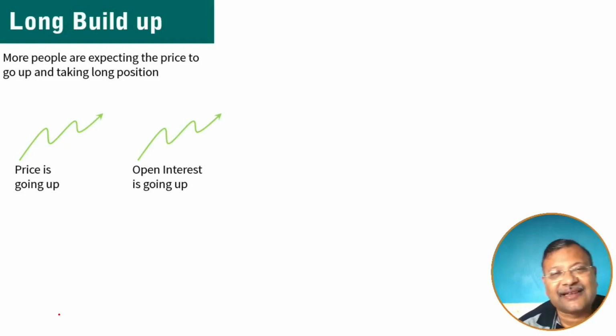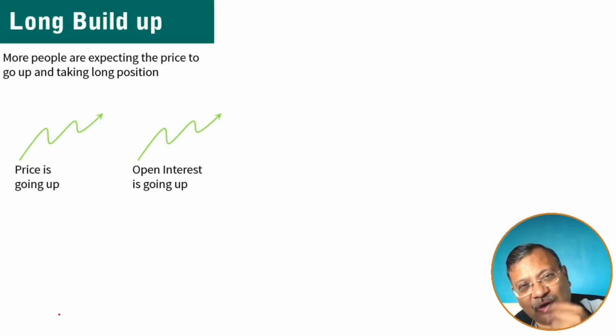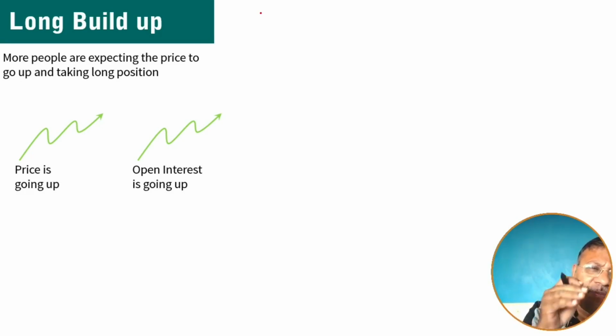Let us discuss what we mean by long build-up, long unwinding, short build-up, and short covering. The long build-up happens when more and more people are expecting the price to go up and therefore are taking a long position. This is often indicated by two things: the price is going up and open interest is also going up. If open interest is going up, that means a lot of people are coming in. But price is also going up.